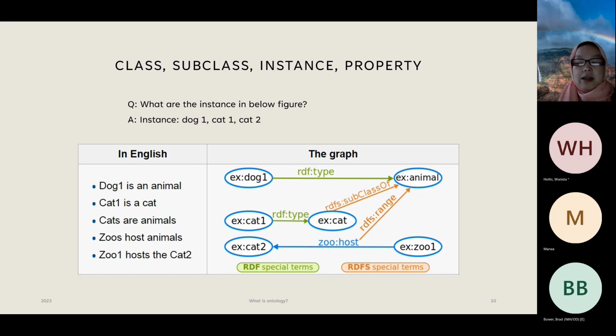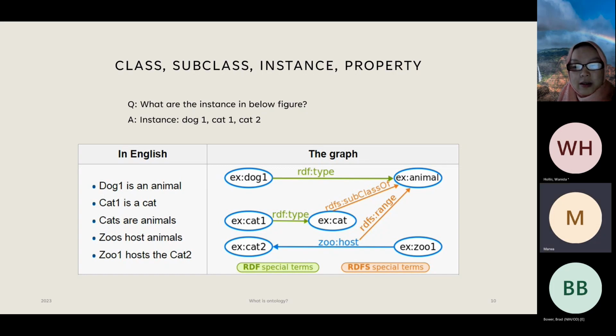Dog 1 is an instance, and if we put a class there, it is a dog, right? Dog 1 is an instance of dog, and dog is a subclass of animal. So all the instances of dog will also be instances of animal. Therefore, they have this RDF type relationship here. And then the relationship between the zoo and the cat 2 is a relationship between the instances.